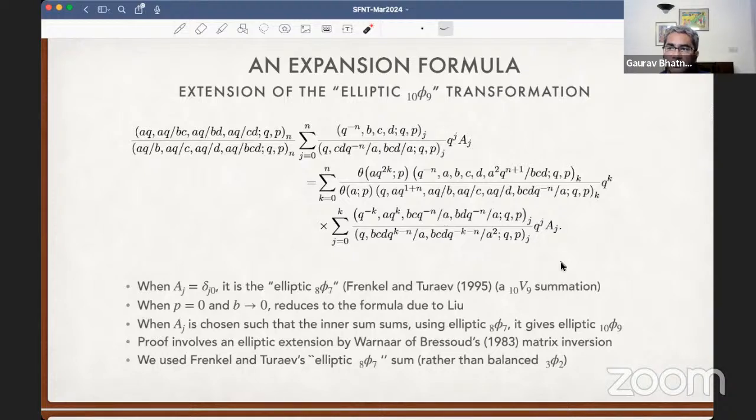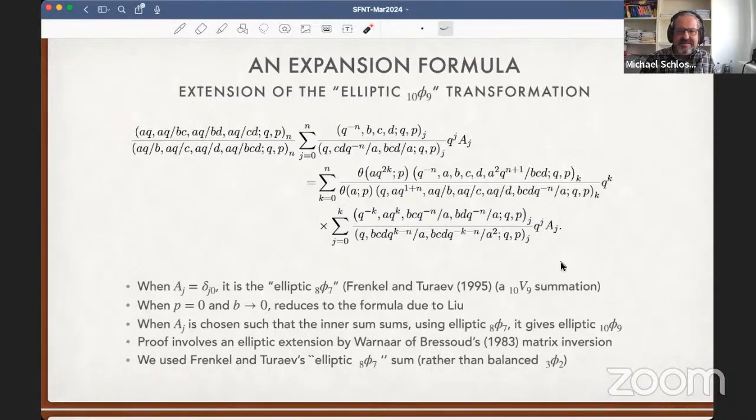So in fact, the two key ingredients are a matrix inversion, which exists for arbitrary sequences, as you know. So you have not only bibasic, you have arbitrary sequences as parameters, which generalize Bressoud's: a_k, b_k, c_k, etc. And then the inner sum has to somehow sum, and that also is available for arbitrary sequences, the telescoping sum.